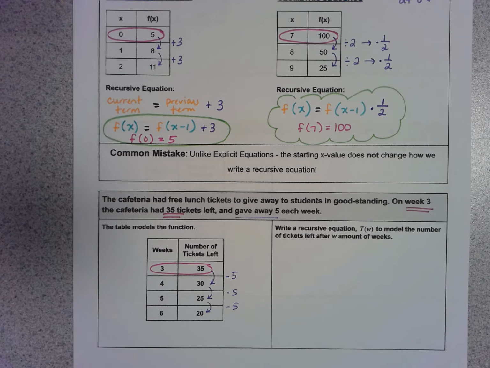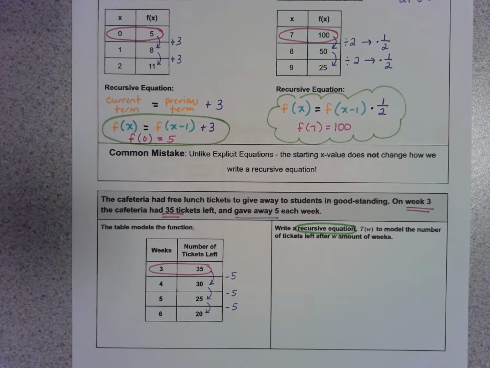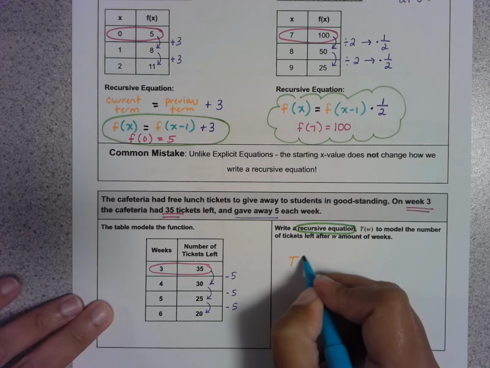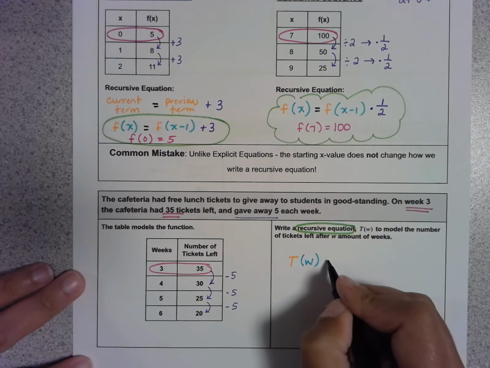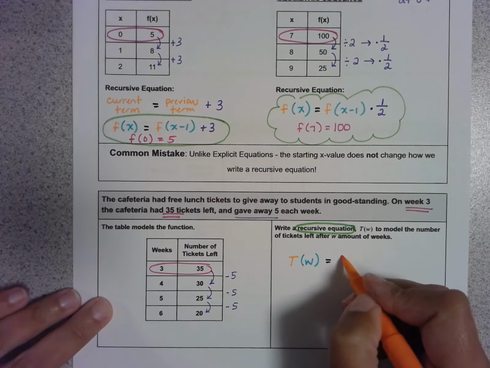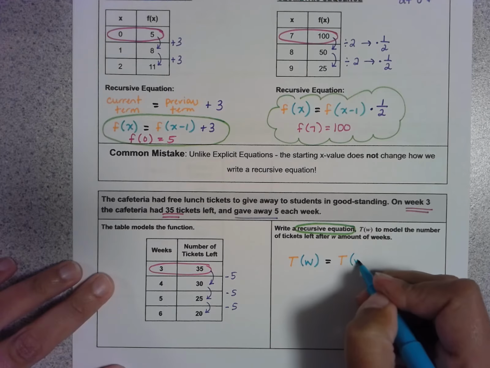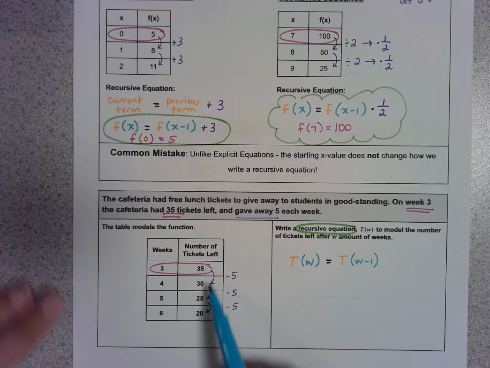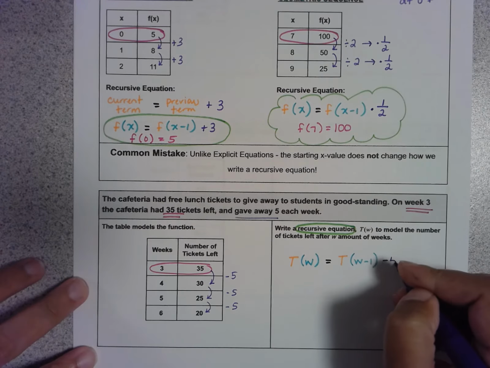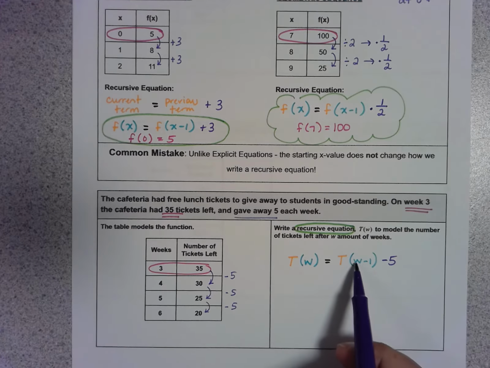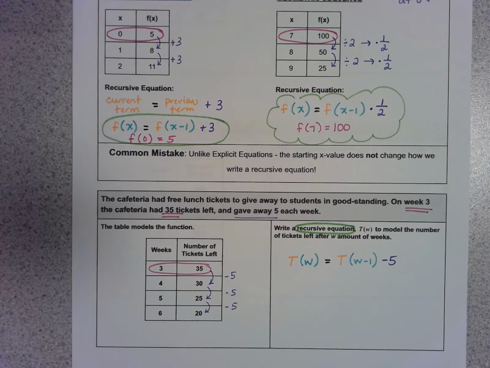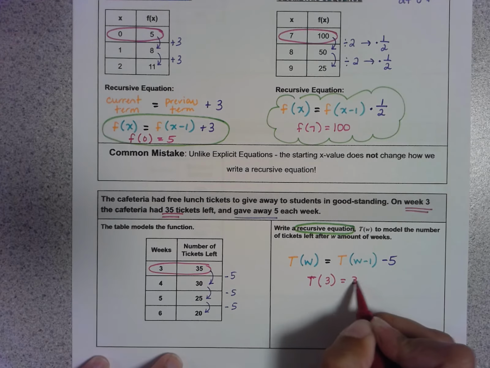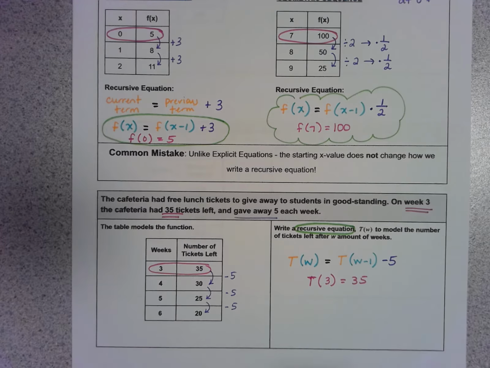Now, because I'm asked to write a recursive equation, so you'll see it says here recursive equation, I'm going to start off with T of W, which tells me that T of W equals that the next thing in the equation is going to be T of W minus 1, the previous output. So every number in this column is the previous one, and then what's the pattern? Subtract 5. To get this output, take the previous output and subtract 5. The only other thing I need to do here is specify the starting value. So T of 3 is equal to 35, and that's my recursive equation.